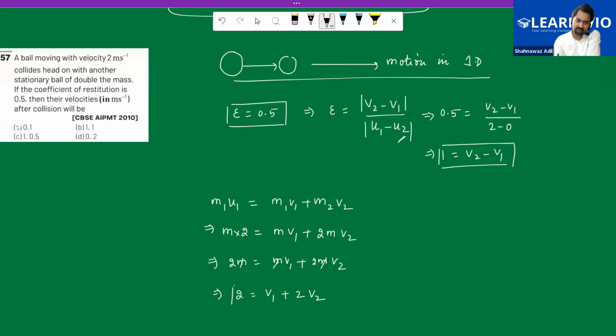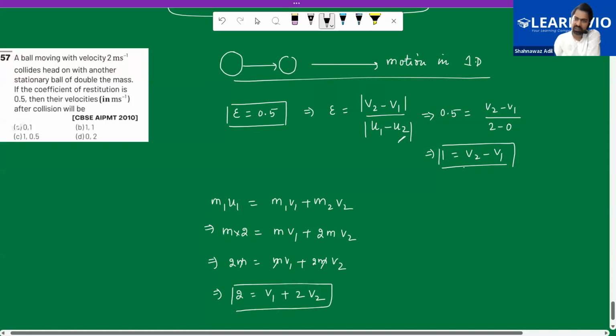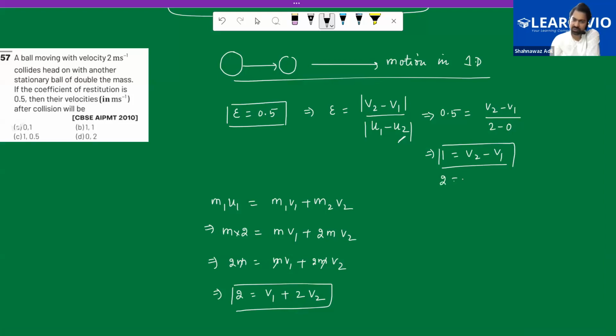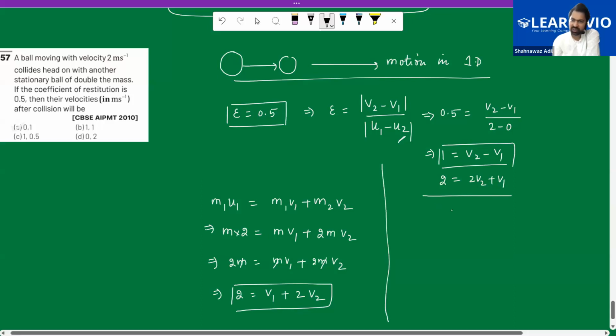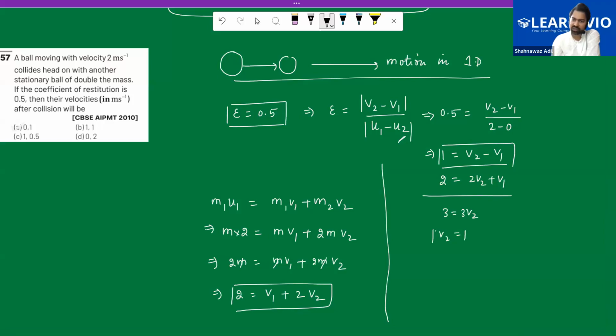So if we put this value in here, we get 2 equals 2V2 plus V1. If we add these two equations, we get 3 equals 3V2. So V2 is 1 and V1 is 0. We can find this out, but we can also find it just by checking the options. So these are the ideas.